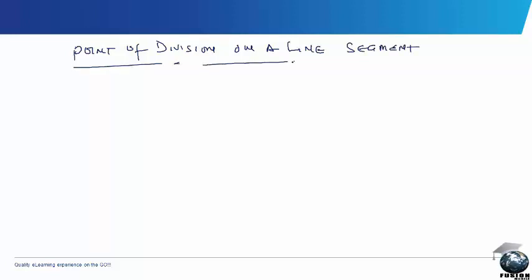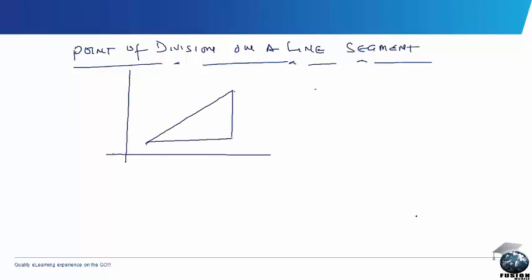The next thing we'll talk about is points of division on a line segment. Points of division on a line segment. We shall illustrate using our coordinates again. The coordinates, I'm going to draw them.